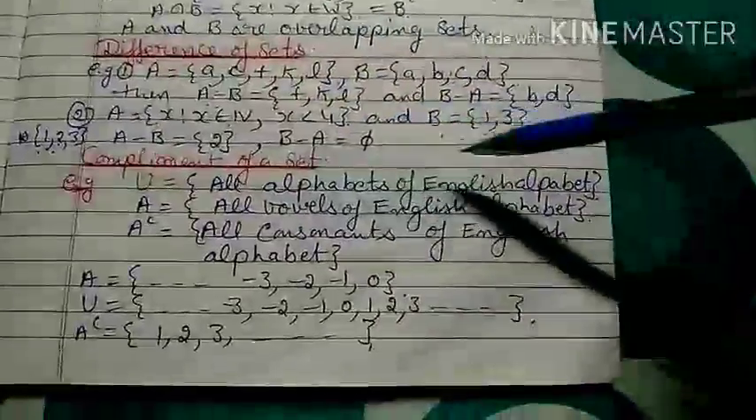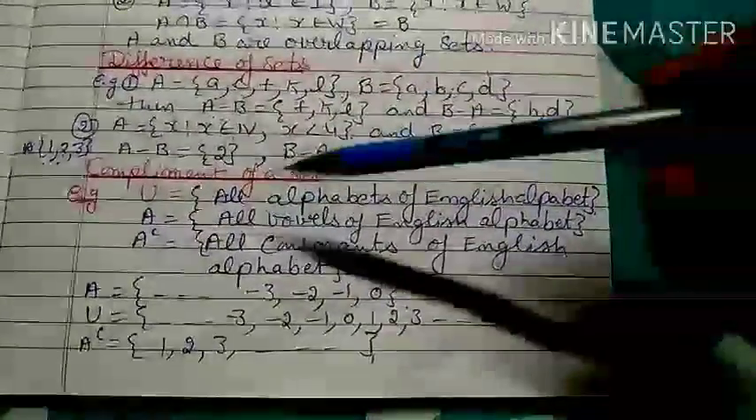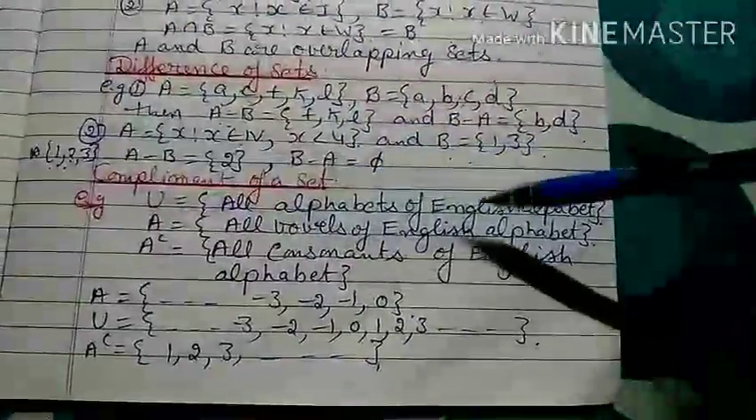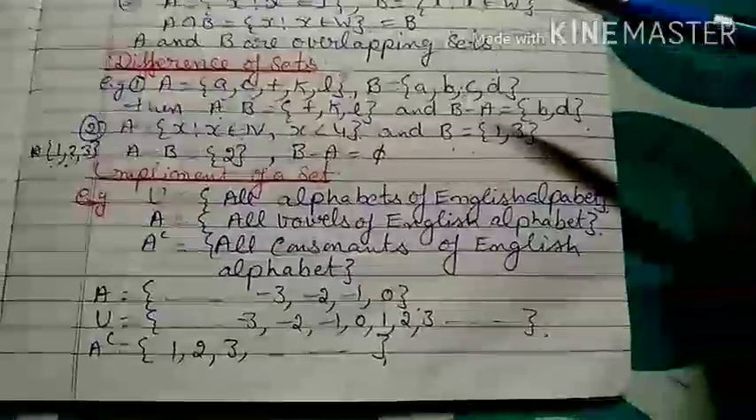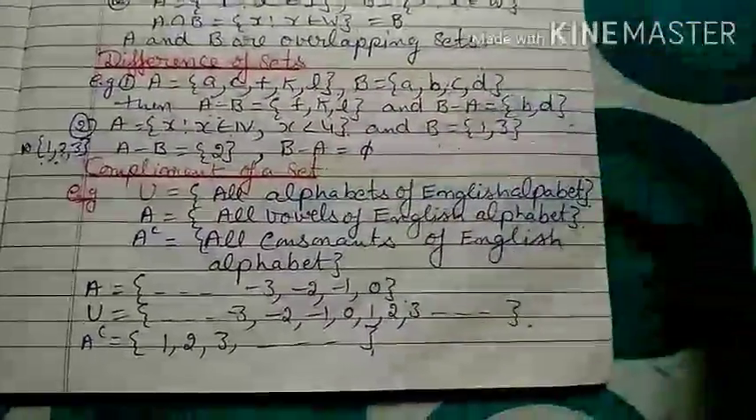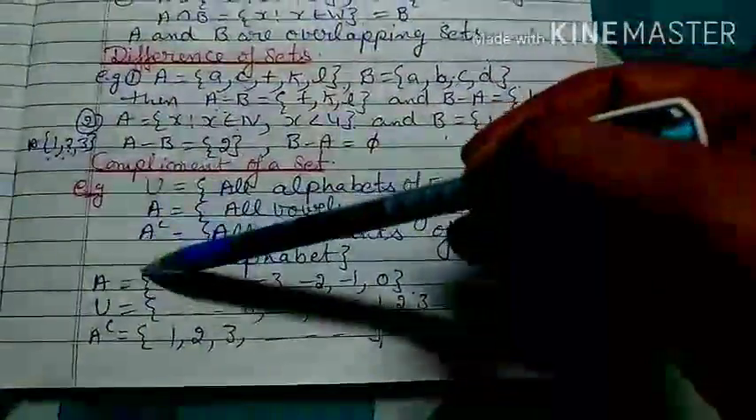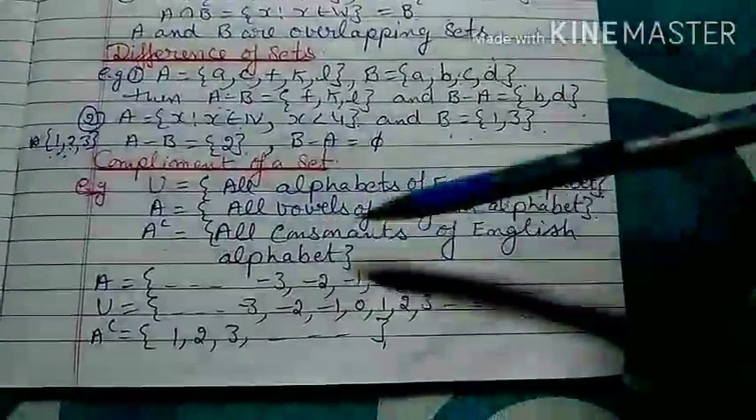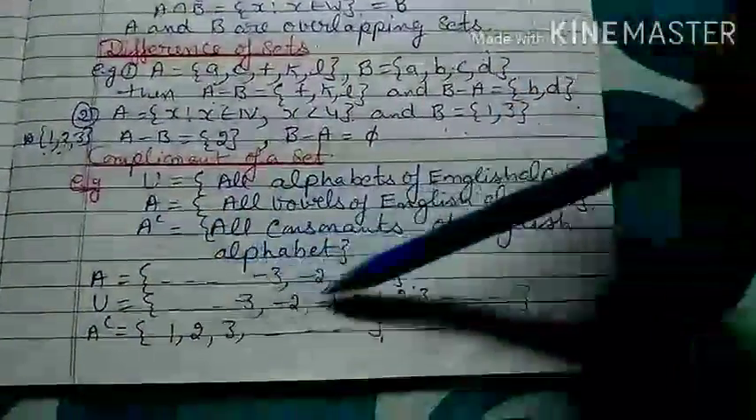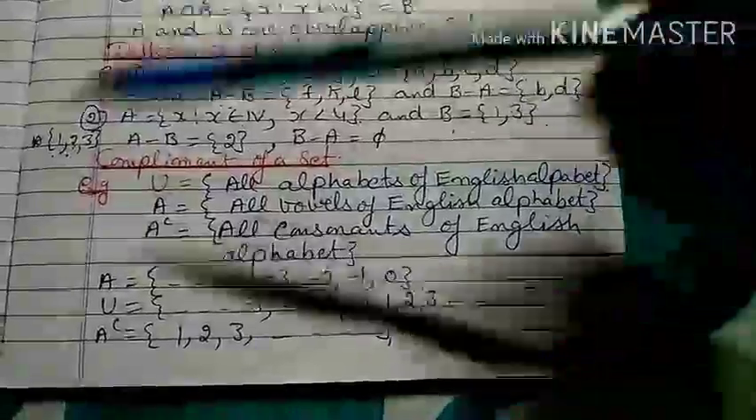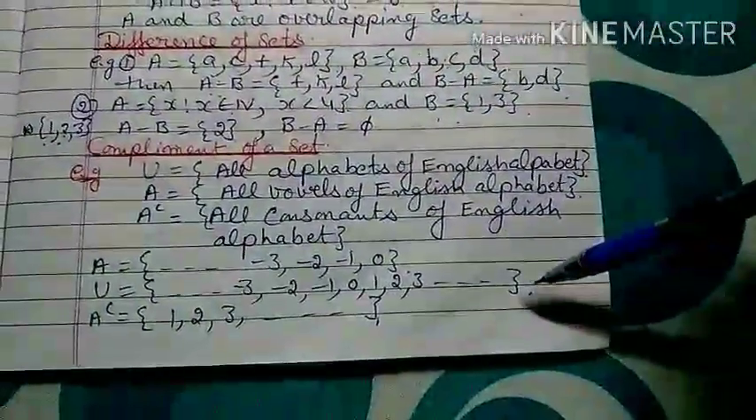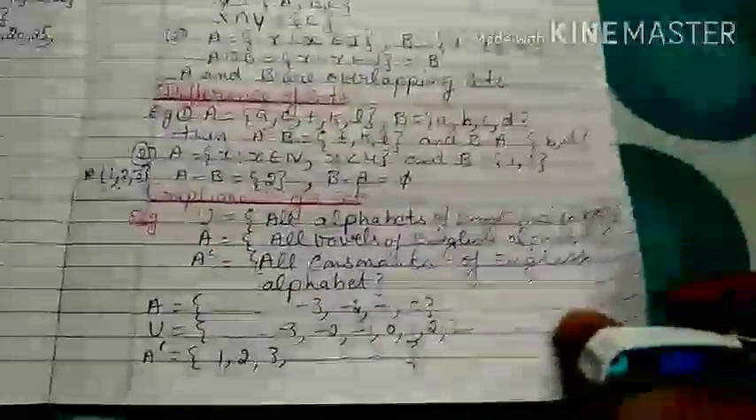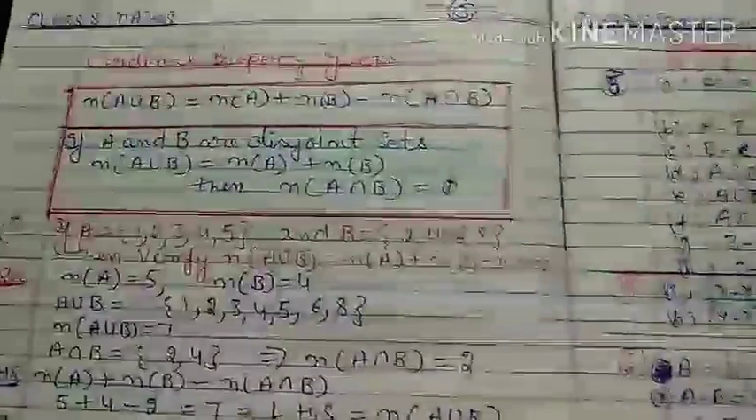Suppose the universal set is all the letters of the English alphabet, and A is all vowels of the English alphabet. Then A complement will be, ignoring vowels from the universal set, all consonants of the English alphabet. Like here, if set A is all negative integers with 0, and the universal set is all integers, what is A complement? A complement means those elements present in the universal set but not in set A. Next, last is the cardinal property of sets.